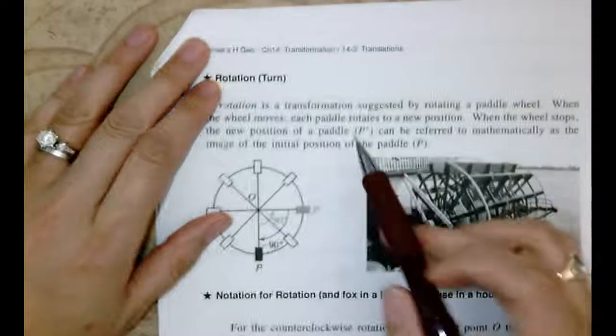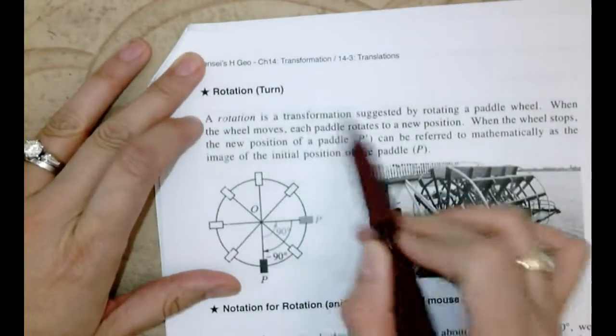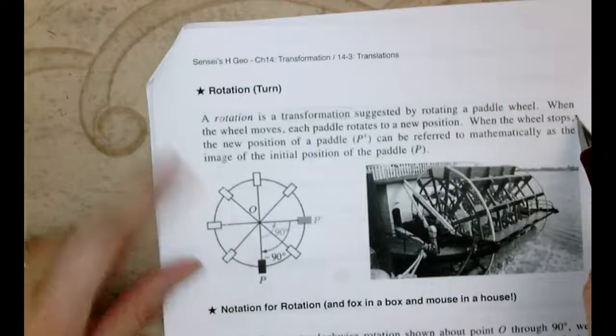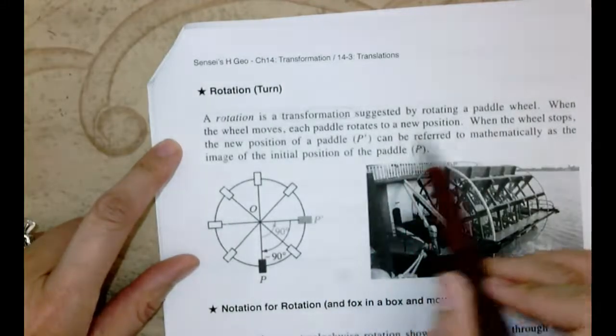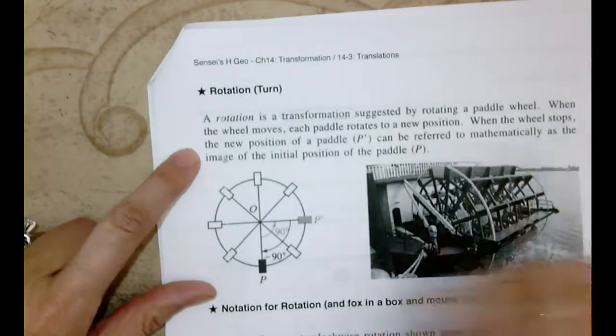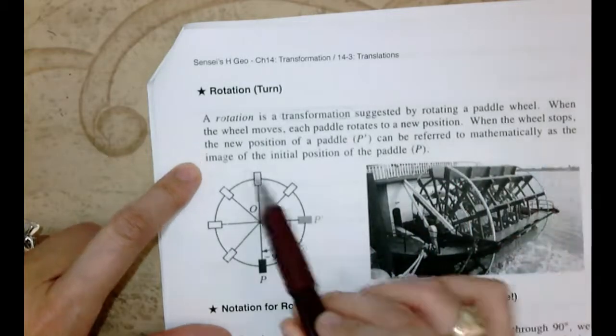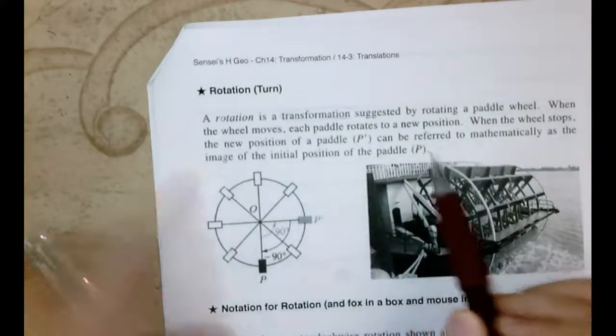Rotation is a transformation, so that means it's one-to-one, as suggested by rotating a paddle wheel. When the wheel moves, each paddle rotates to a new position. When the wheel stops, the new position of the paddle, P dash, can be referred to mathematically as the image of the initial position of the paddle, P.